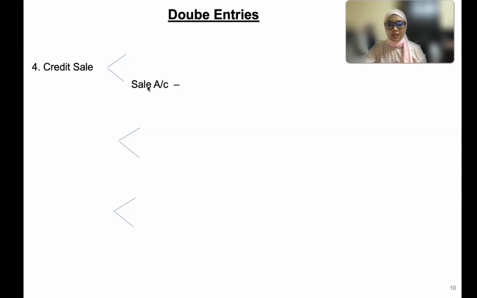If it is credit sale, what are we receiving? Do we receive cash? No, we don't. We sell something to our customer, but we receive cash later. So we need to open a receivable account. Okay, receivable account. Credit sale, what are the two accounts we are going to open? Sale account and receivable account. Sale account is nominal income, so we will record it on the credit side.